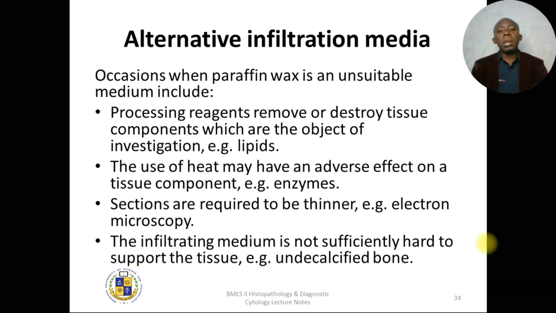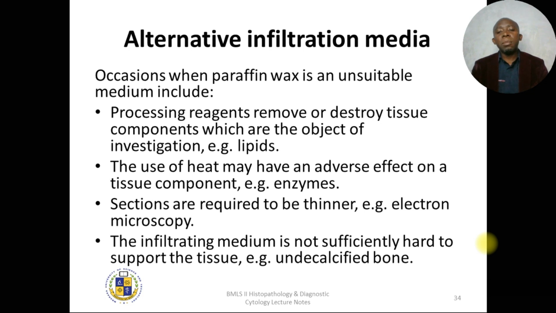So sections are required to be thinner, like for example in an electron microscope. Yes, we need ultra thin sections for us to be able to demonstrate and see the features that we are interested in. There is a difference between the electron microscope, which I know you are aware, and the light microscope. And even the embedding and the fixatives we use in electron microscopy are not the same as those we use in the light microscope. We shall cover that.